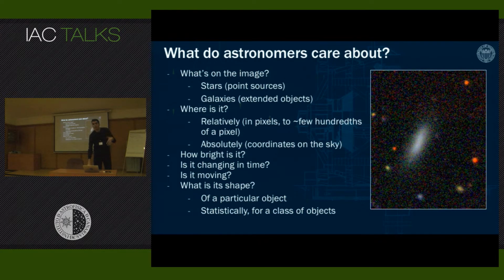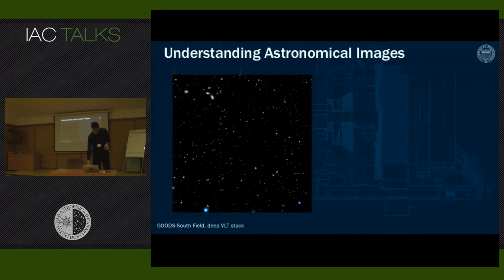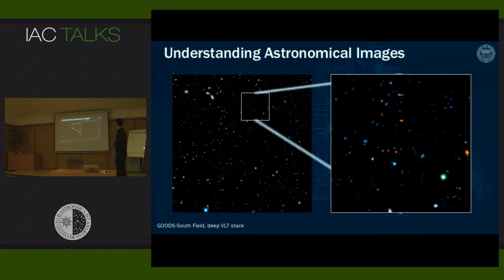Okay, so we want to learn all of that from images, and we want the software to tell us that. To do that, we need to understand a little bit of how astronomical images come to be. So here's an astronomical image. This is from the GOODS-South field. This is a deep VLT stack. And I'm going to zoom in on one small portion of this image.